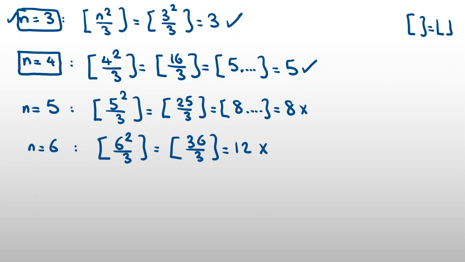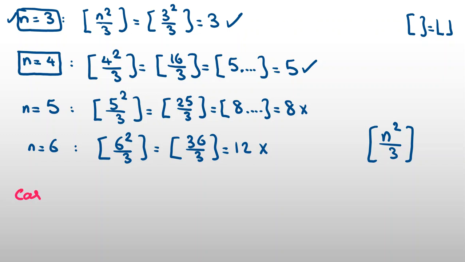But because we have n squared over 3, we should consider the remainder of n when divided by 3. That is, n is 3k or 3k plus 1 or 3k plus 2. Solve them and see which of them results in a prime number. So let's check these 3 cases.